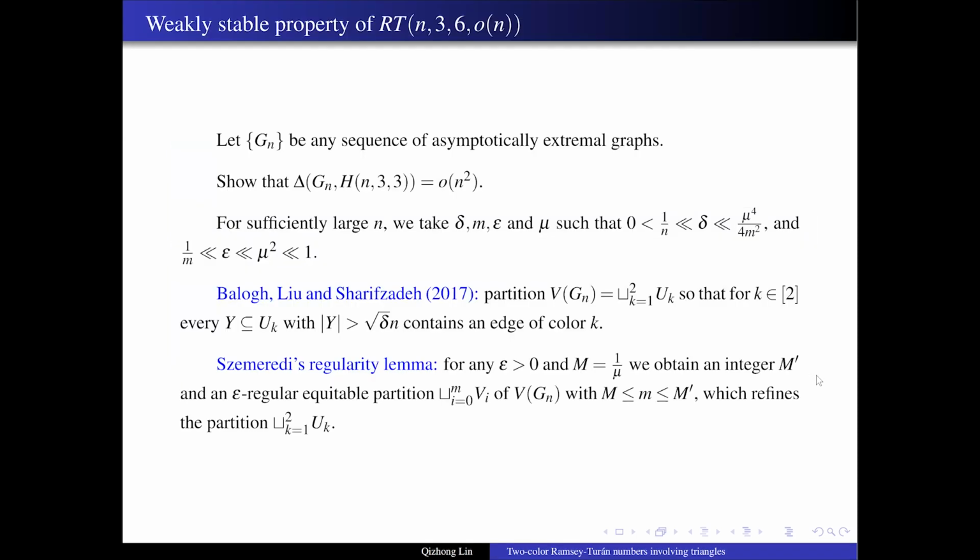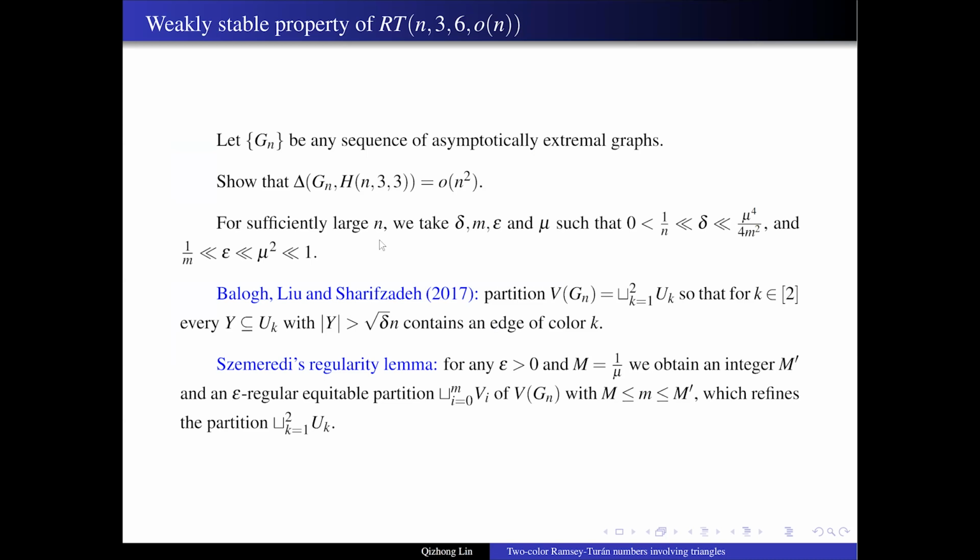Also, we can show that the weakly stable property of the corresponding Ramsey-Turán number holds. To this end, it suffices to show that for any sequence of asymptotically extremal graphs, the distance between G_n and H_N33 is little o of n squared.